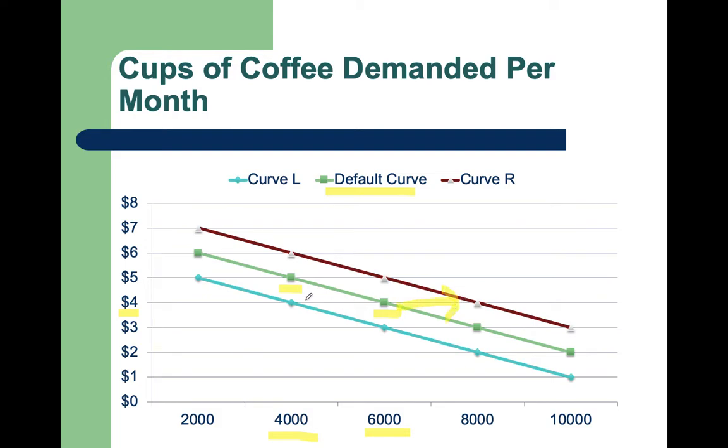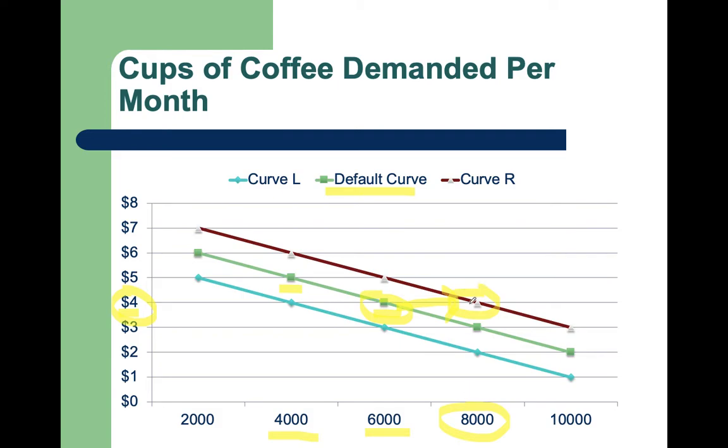So our price didn't change. We're still selling them for the $4 we said we were. But now instead of selling 6,000 cups of coffee, we're going to sell 8,000 because we now have more people to sell to. And of course, the opposite is also true.